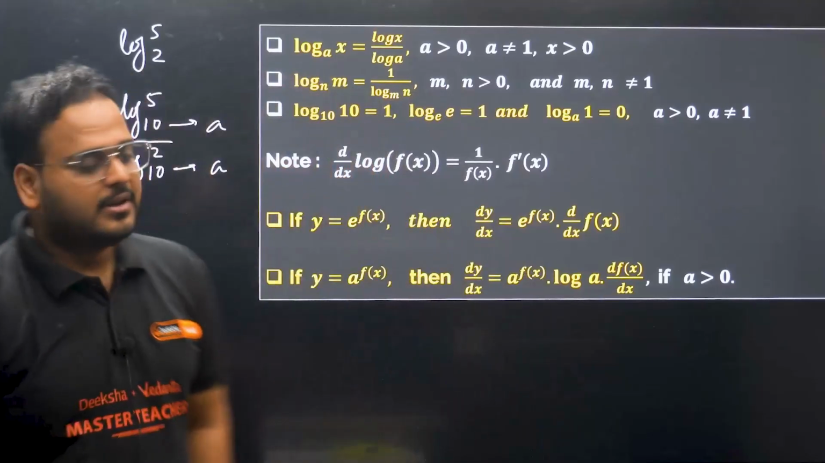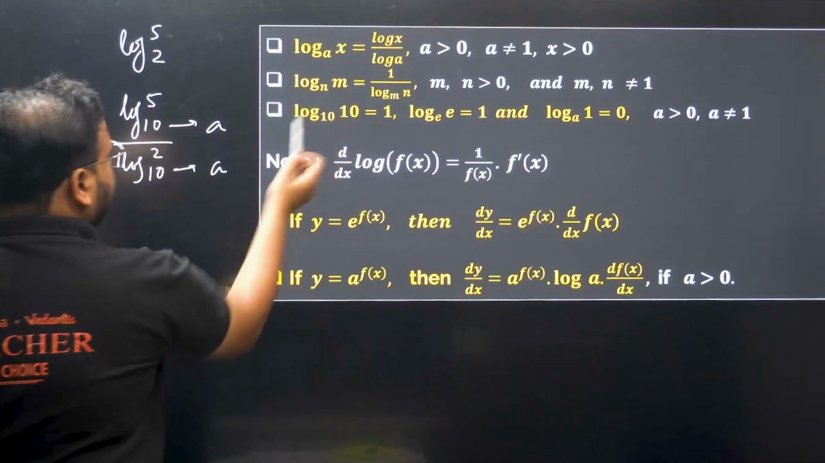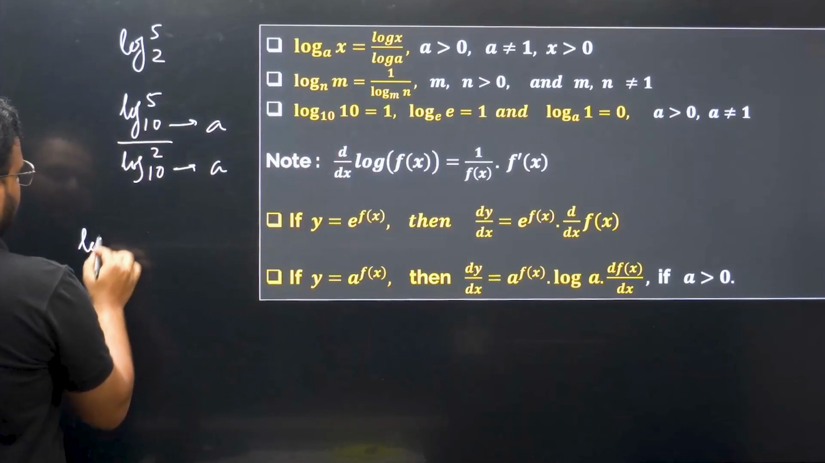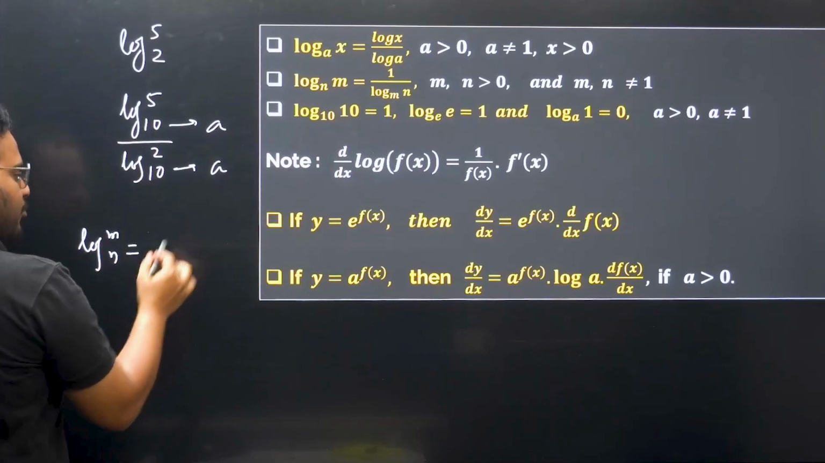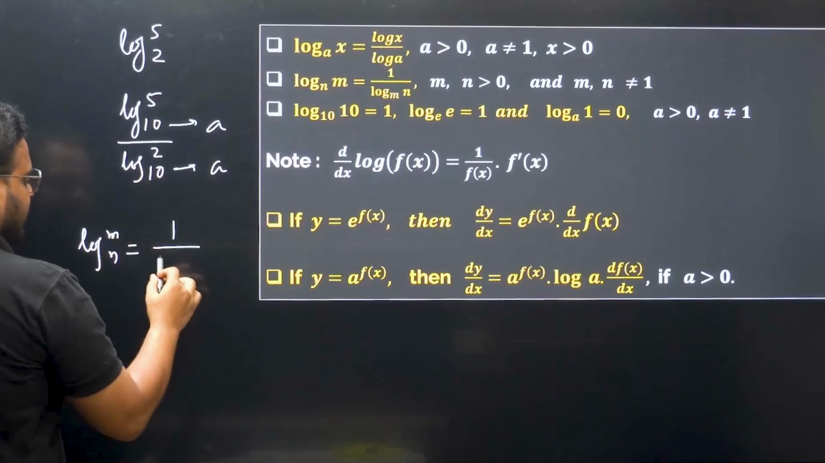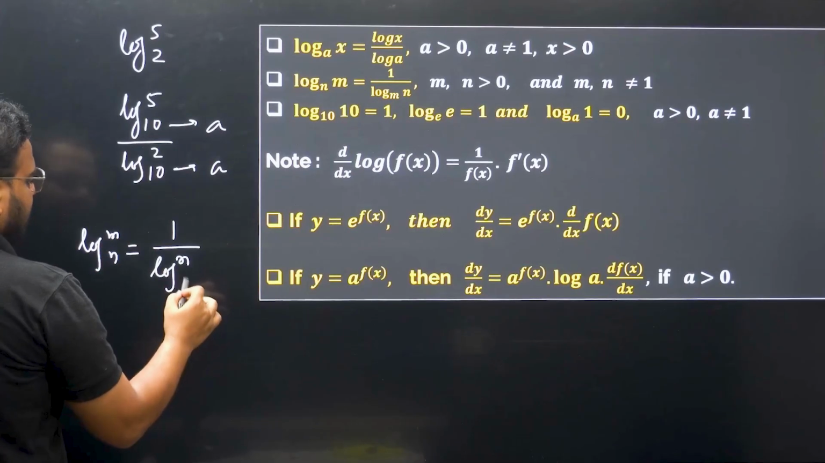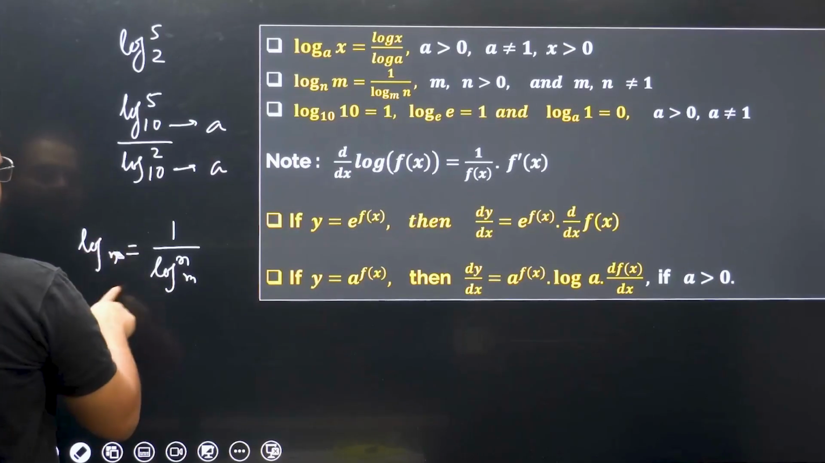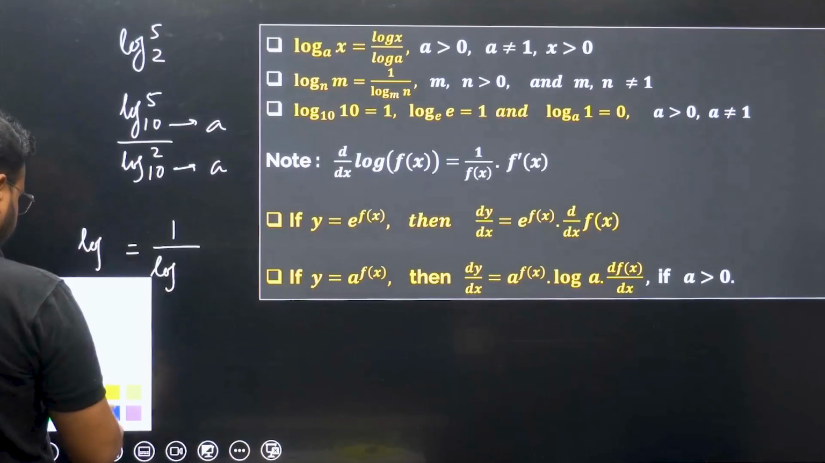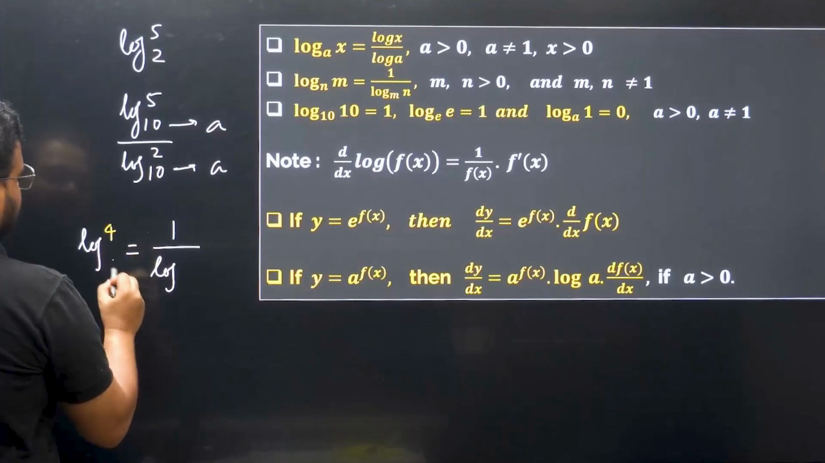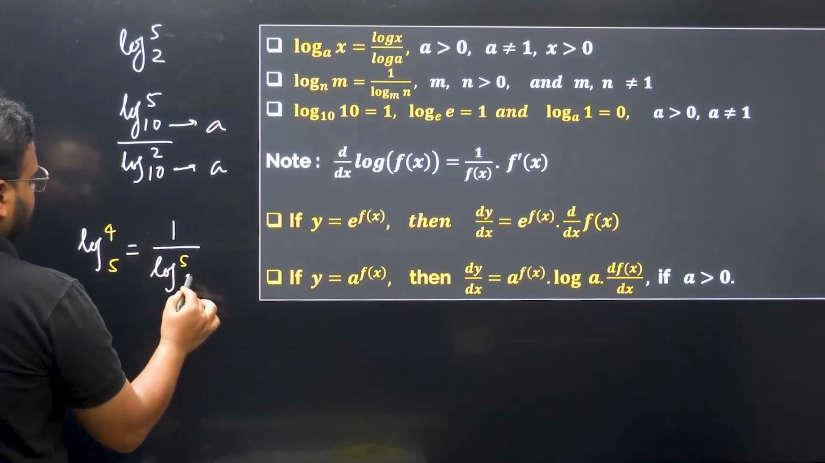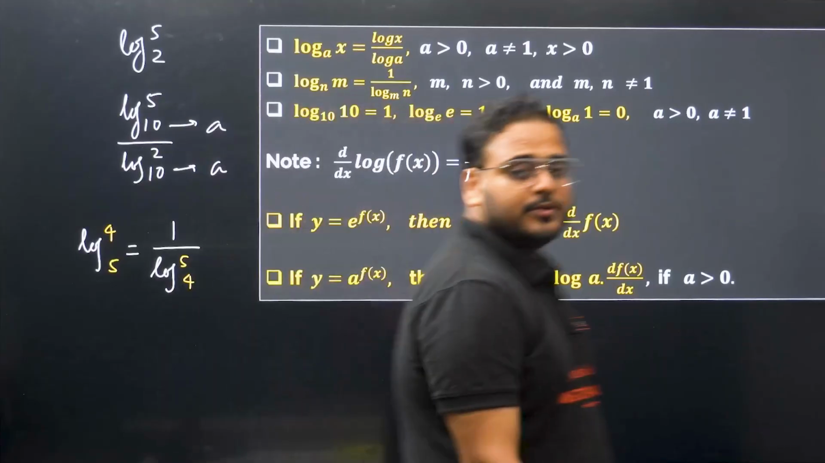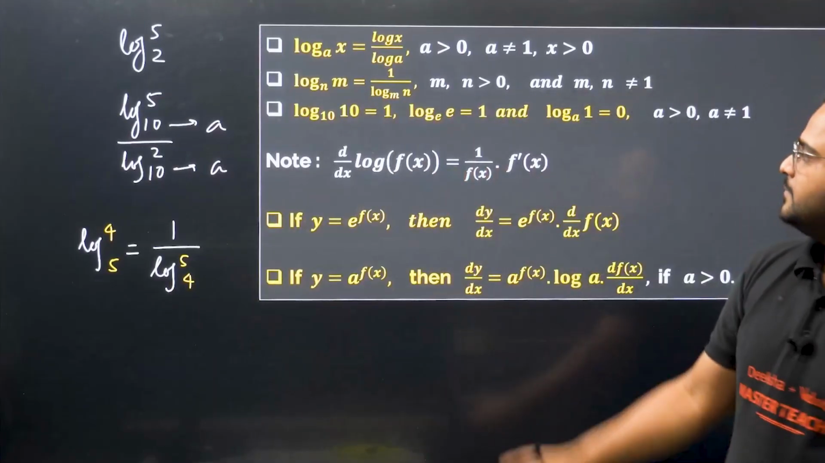Okay, great. Now if you have log of m with the base n, I can write the reciprocal form but reverse the numbers. So we'll have log of n with the base m. Let me write numbers over here. Let's say this is 4, this is 5. They will become 5, 4. Have a look. 5, 4. Okay, great.